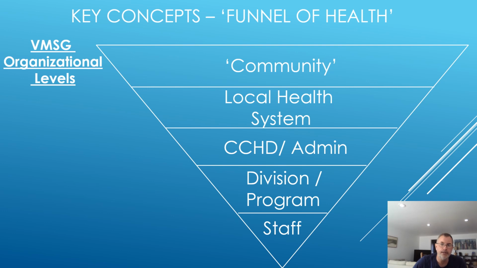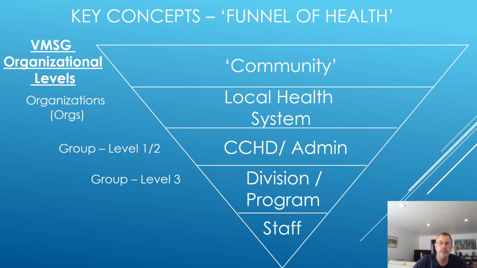VMSG has organizational levels, right? And there's the community, there's the organizations for the local health system. In VMSG, Cattaraugus County Health Department is considered a level 1 group. Administration we've got set up as a level 2 group. Now you're starting to think about your org chart here. We'll show you that in a minute. But this essentially mimics the org chart, right? Group, the division is group 3.